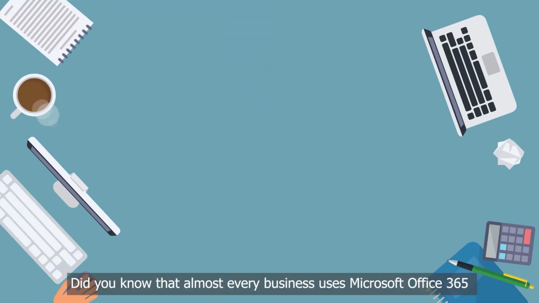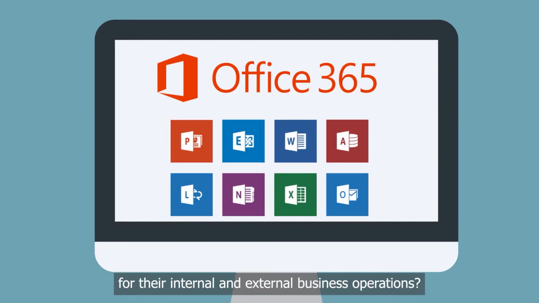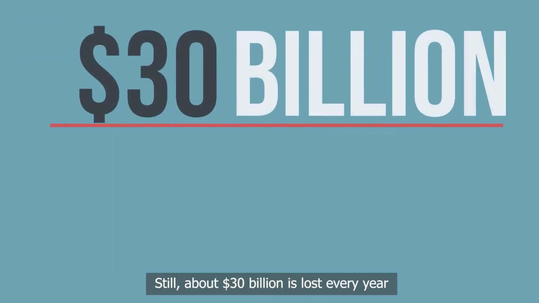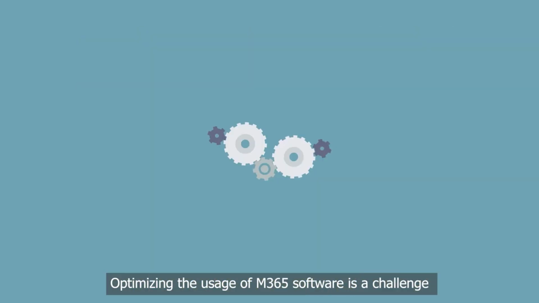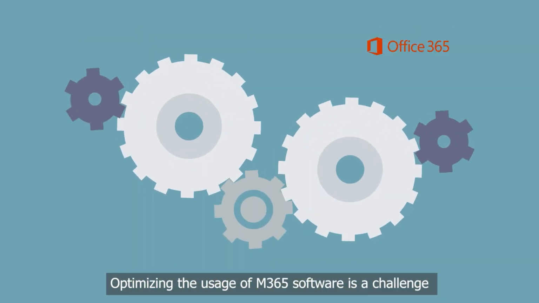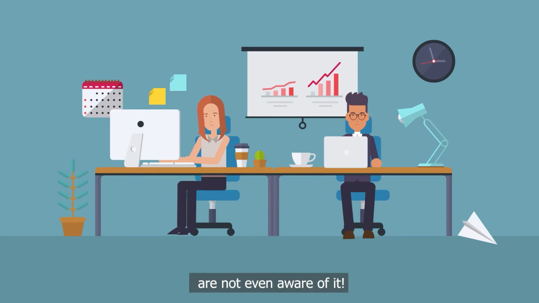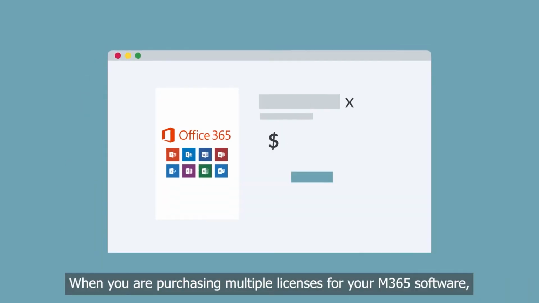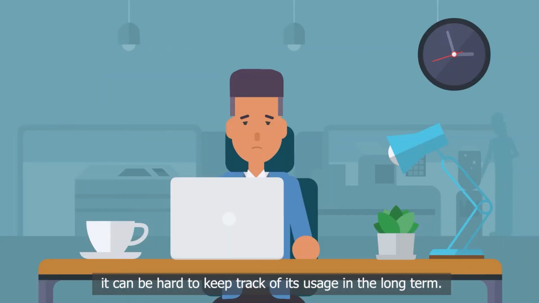Did you know that almost every business uses Microsoft Office 365 for their internal and external business operations? Still, about $30 billion is lost every year in unused Microsoft Office licenses. Optimizing the usage of M365 software is a challenge most companies are struggling with today, and they are not even aware of it. When you are purchasing multiple licenses for your M365 software, it can be hard to keep track of its usage in the long term.